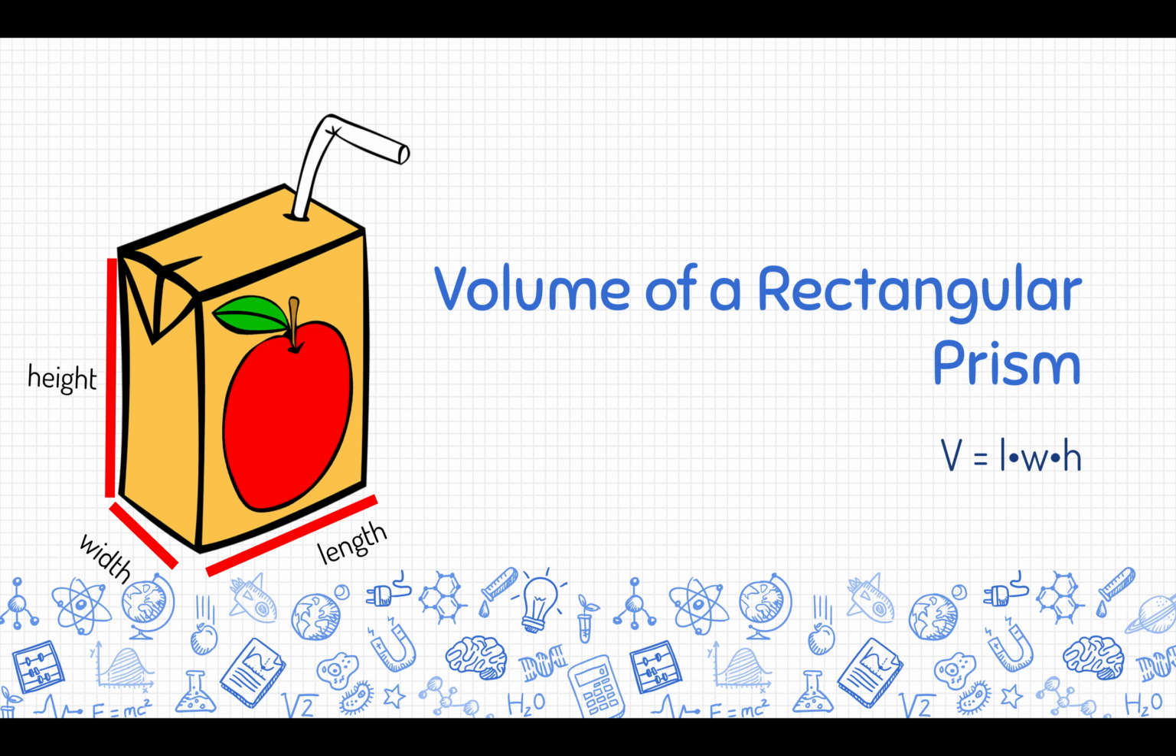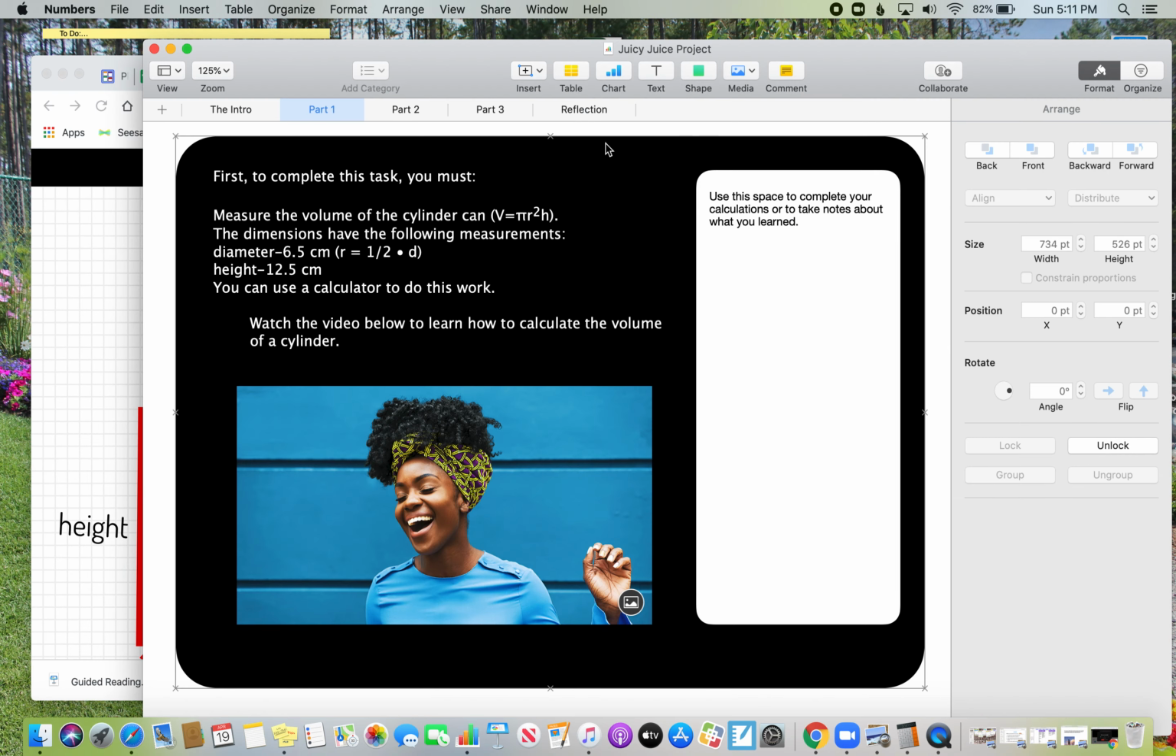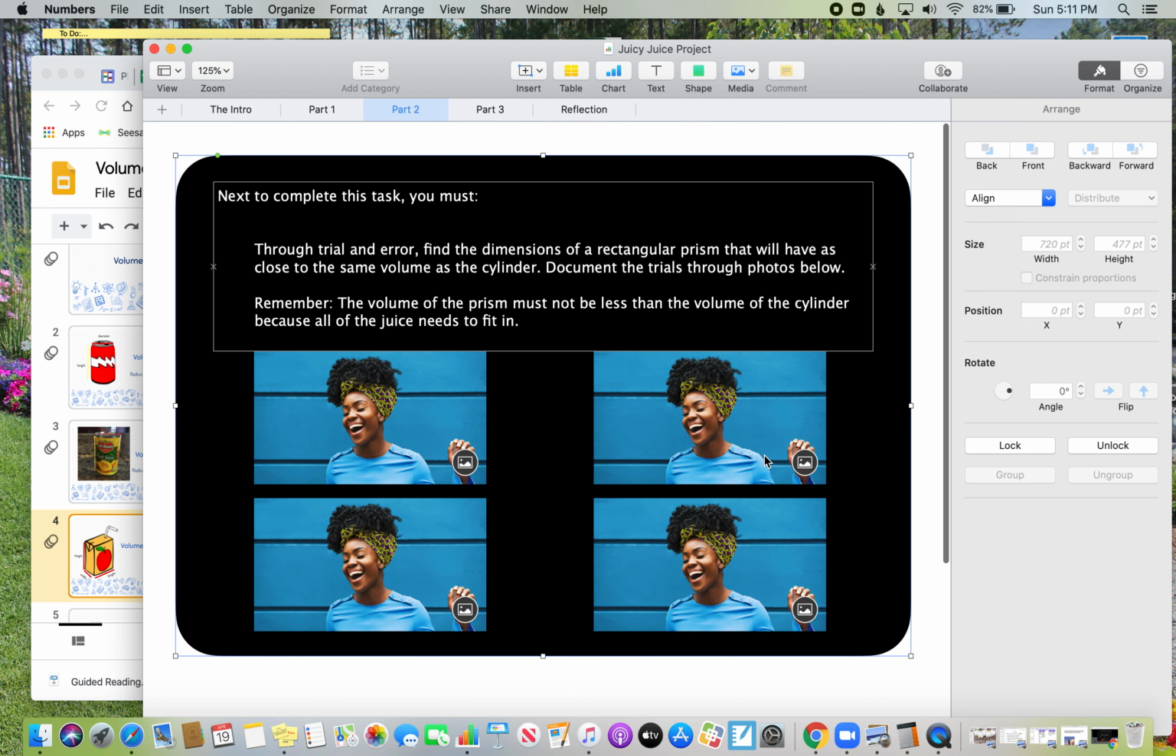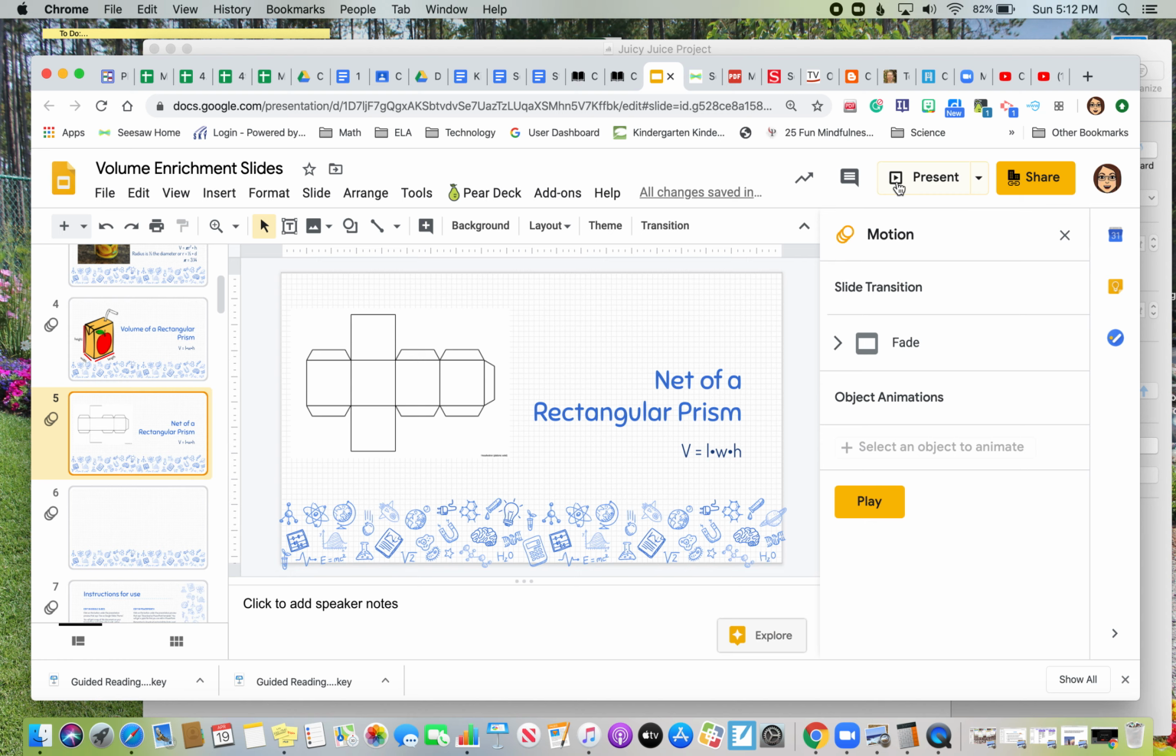So for this project, you're going to use trial and error to record how you found the volume of a rectangular prism that comes as close to the volume of the cylinder as you can. And you can document your trials on this sheet here that's on the numbers page that you'll have. Once you have one that works, you're going to actually create a three-dimensional figure to go along with your plan.